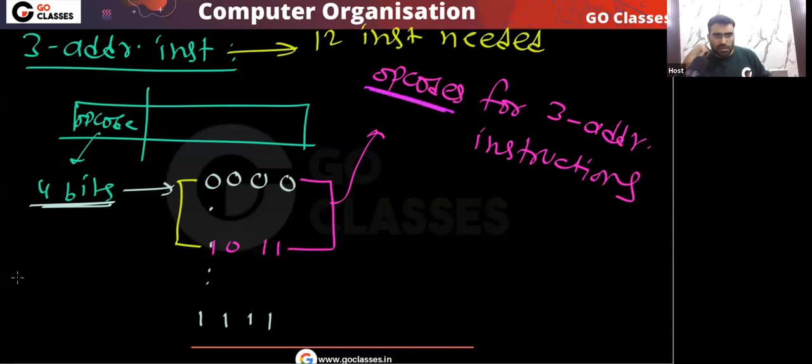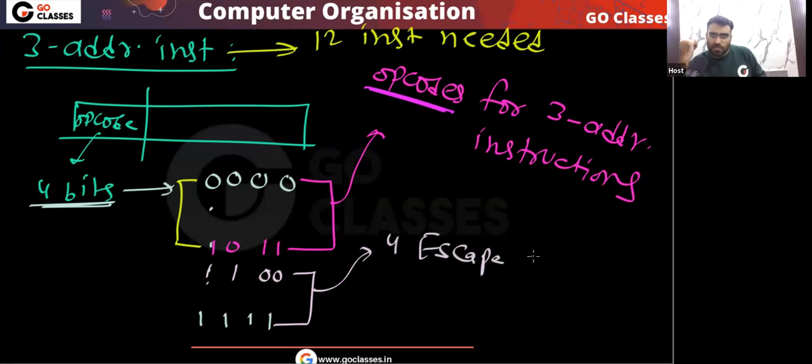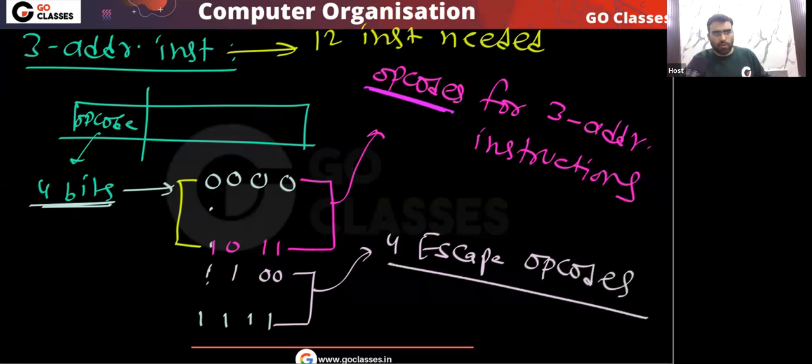What are the escape opcodes? Please tell me. So these are the escape opcodes. How many? These four escape opcodes. Clear? So these are the 4 escape opcodes. Very simple.